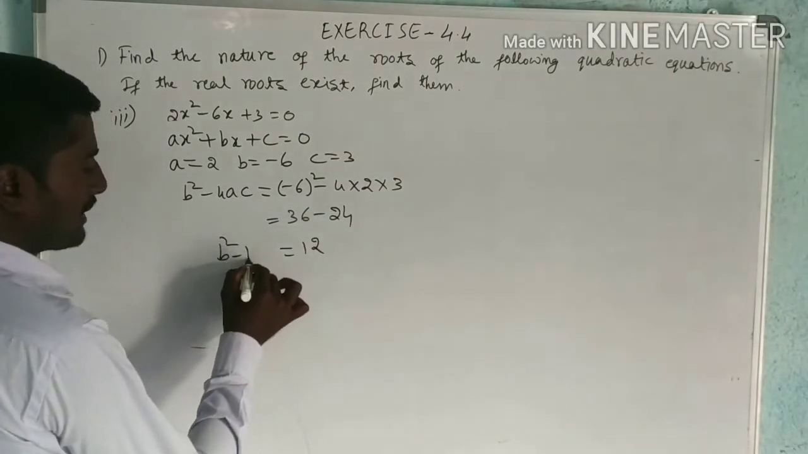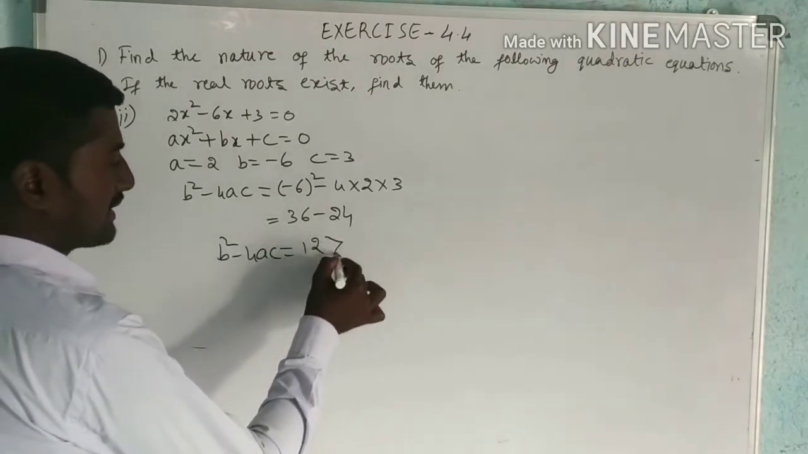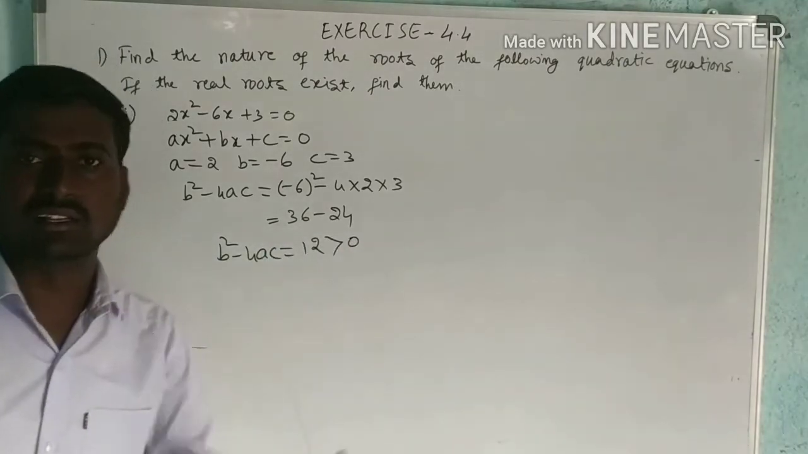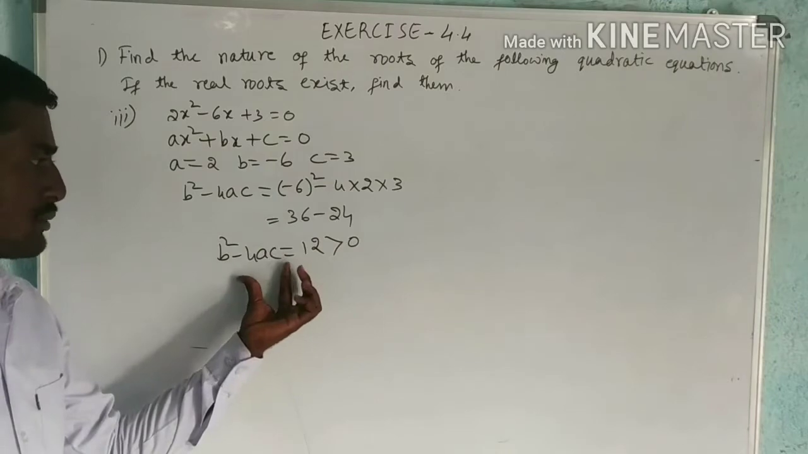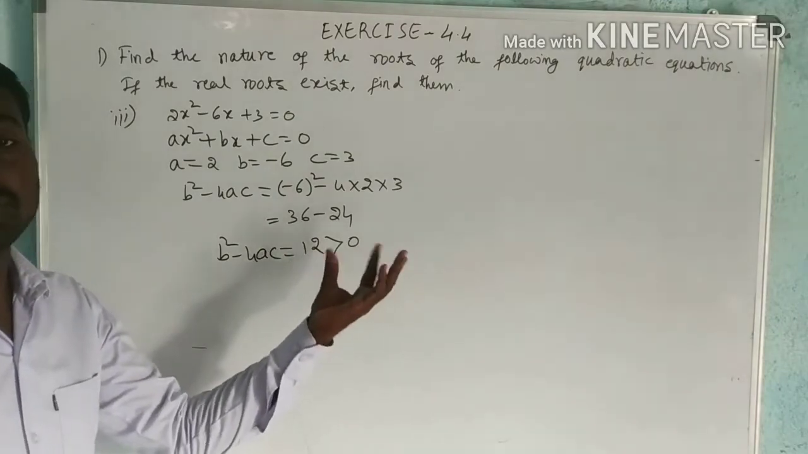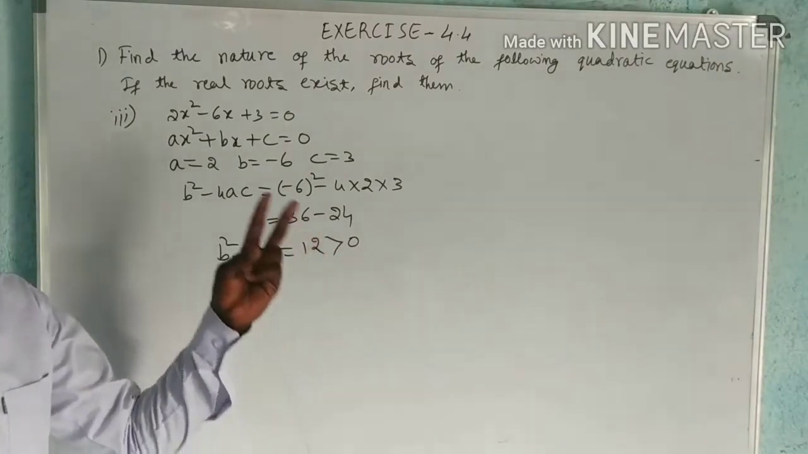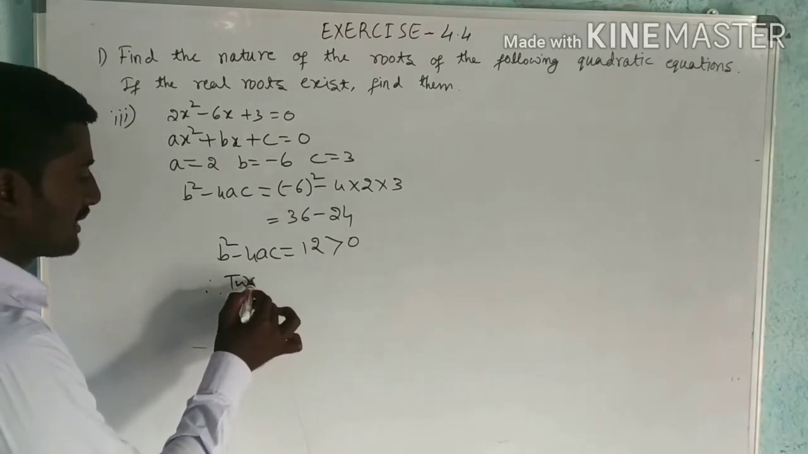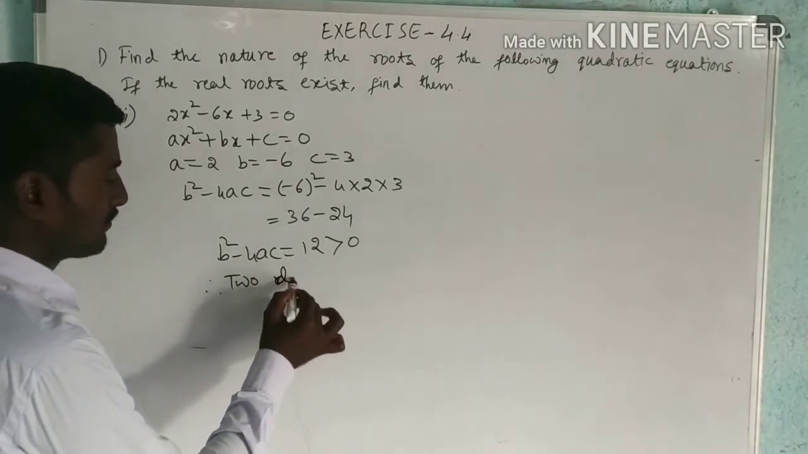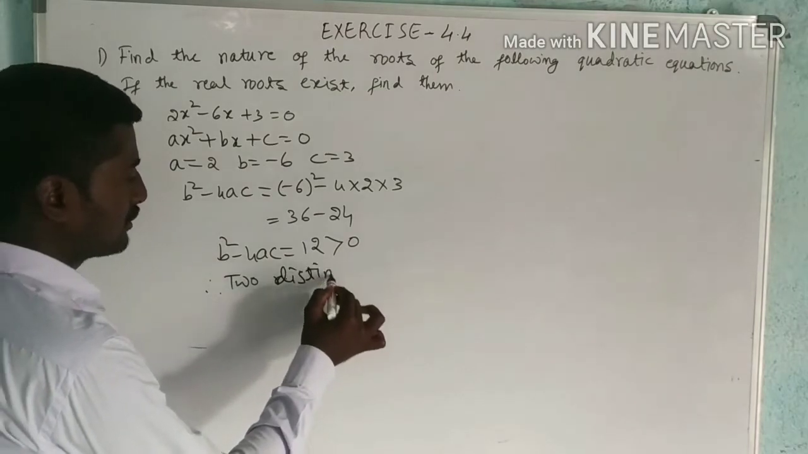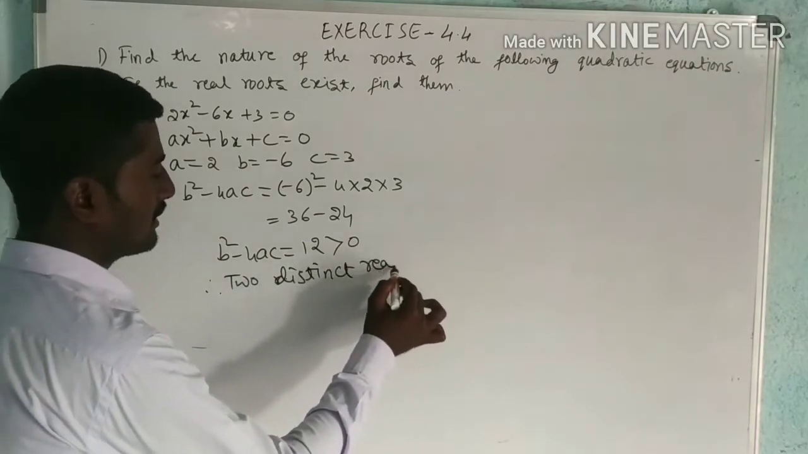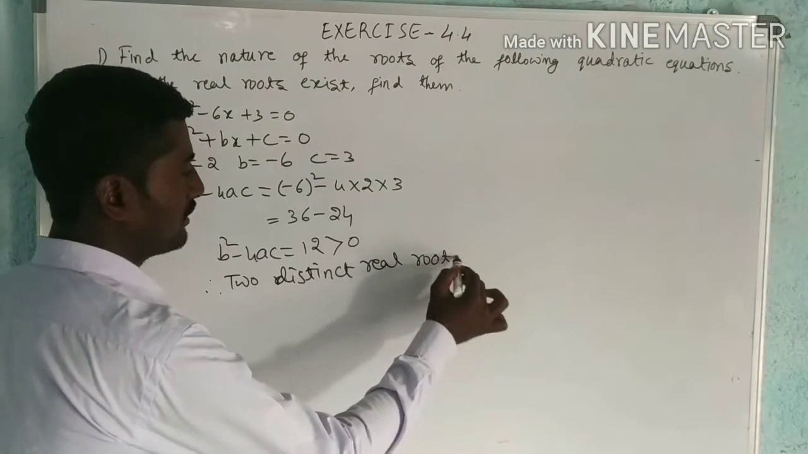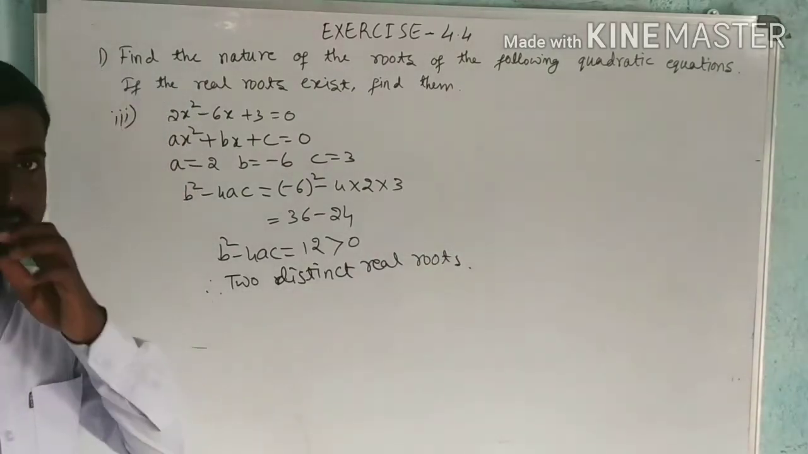Now b² − 4ac, it is greater than 0. 12 is nothing but what? Greater than 0. So b² − 4ac is greater than 0, then there must be two distinct real roots. Therefore, two distinct real roots. Now, it means real roots exist.